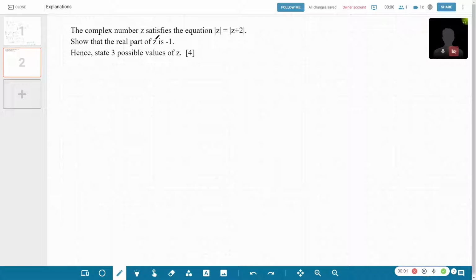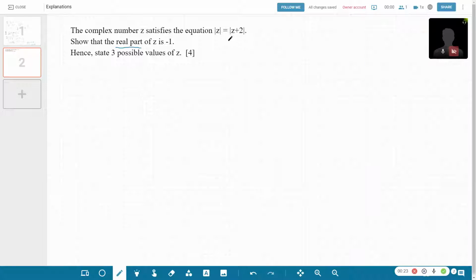Okay, the complex numbers z satisfy the equation mod z equals mod z plus 2. Show that the real part is equal to -1, hence state 3 possible values of z. Now, for mod z, for this type of question, the hint is somewhere in here.